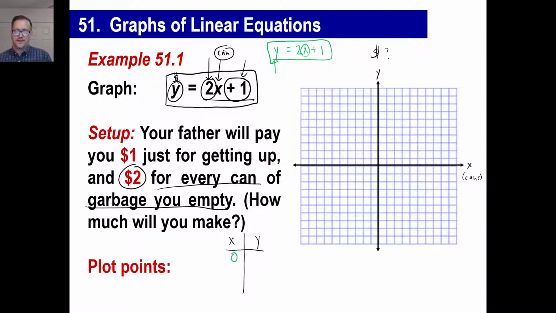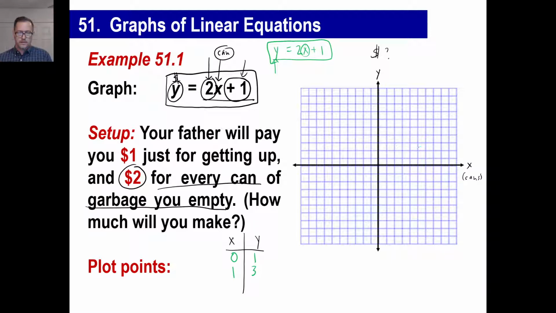Don't do that. Okay. So if you do no cans at all, you get $2 times 0 cans, which is still 0, but you do get $1 just for getting out of bed, right? So for doing 0 cans, you get $1. Let's just say you did 1 can. You took all day long and did 1 can. Well, $2 times 1 can is $2. But you also get $1 for getting out of bed, right? Okay. So in other words, if you did 1 can, if the value of the x was 1, the can, then you would make $3, all right?